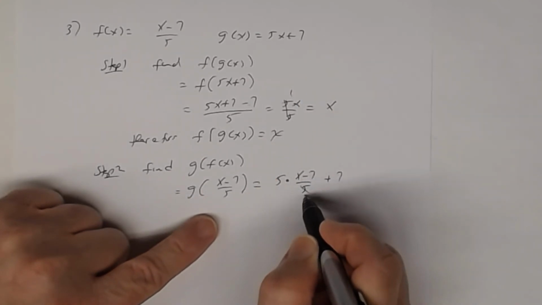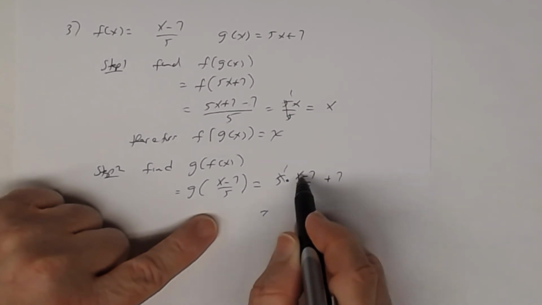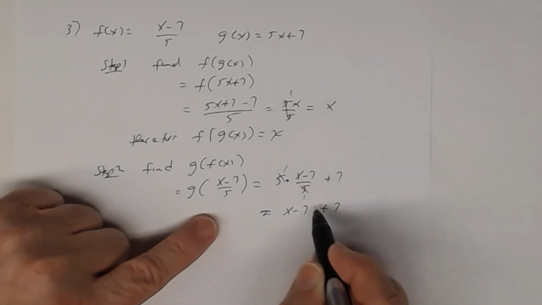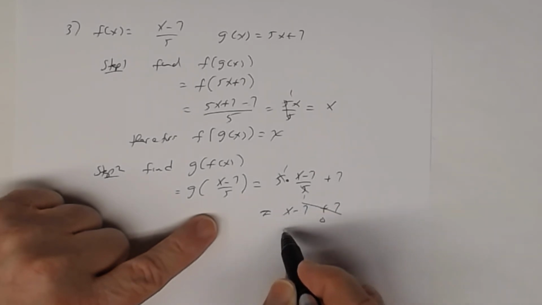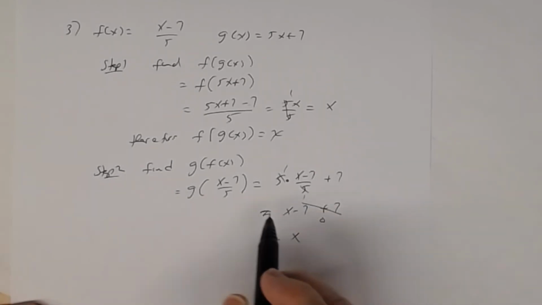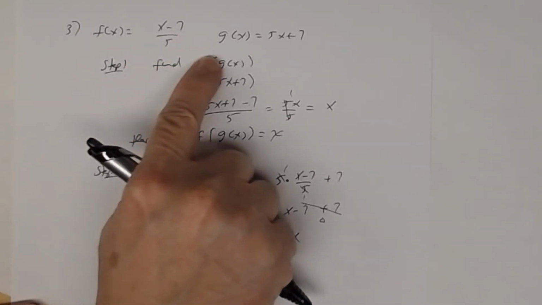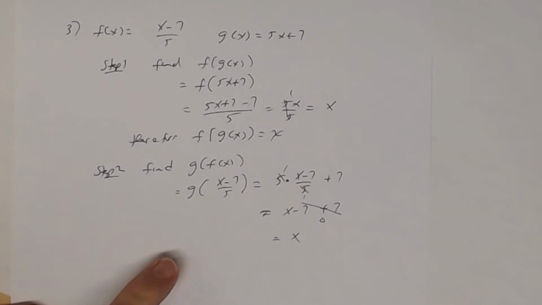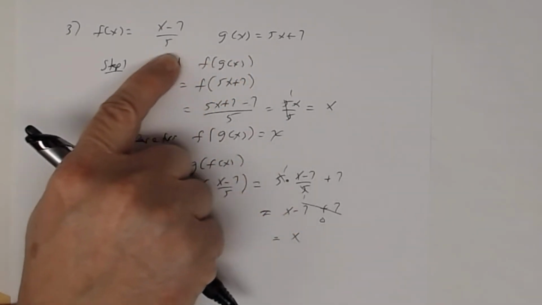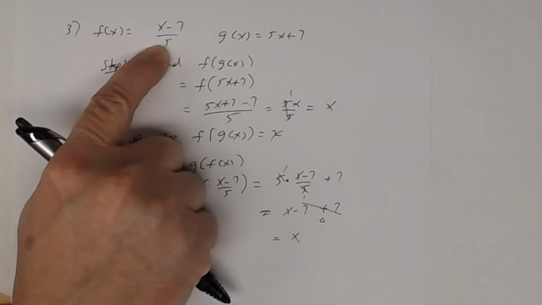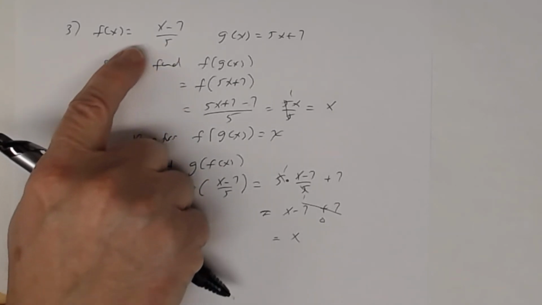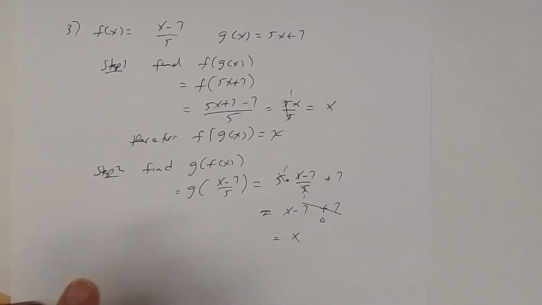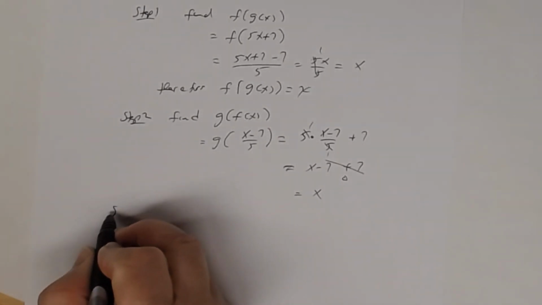All right, simplifying, the 5's divide out. So 1 times x minus 7 is x minus 7, and then plus 7. A negative 7 and 7 is 0, and you get x. All right, so when you take f of x and you substitute g of x, that's equal to x. All right, but what does that mean? So when you substituted f of x into g of x, you got x. And when you substituted g of x into f of x, you got x. What does that mean? So step 3.